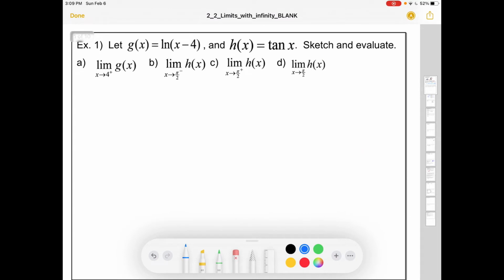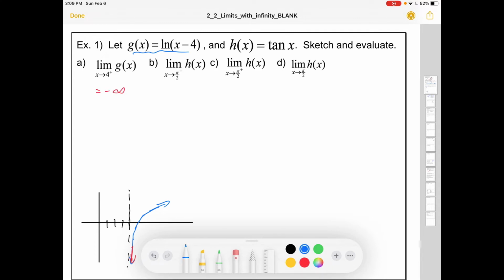So let g of x equal ln of x minus 4. All right, let's think about that graph. That would be a basic logarithmic graph, but it would be shifted 4 to the right. So 1, 2, 3, 4. And a logarithmic graph has a vertical asymptote. Okay, and so g of x, I'm going to do in blue here, is some just quick and dirty sketch, something like this. So as we approach 4 from the right, we're going down towards negative infinity.